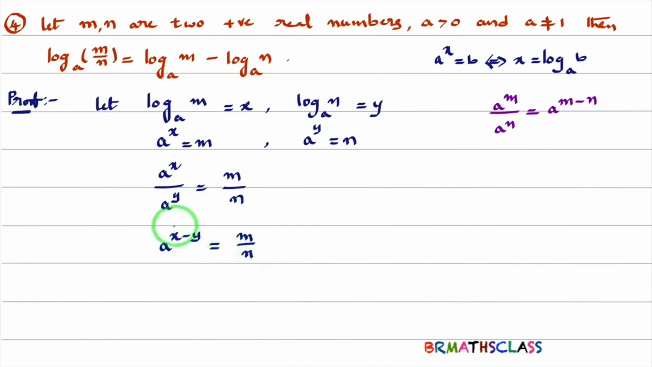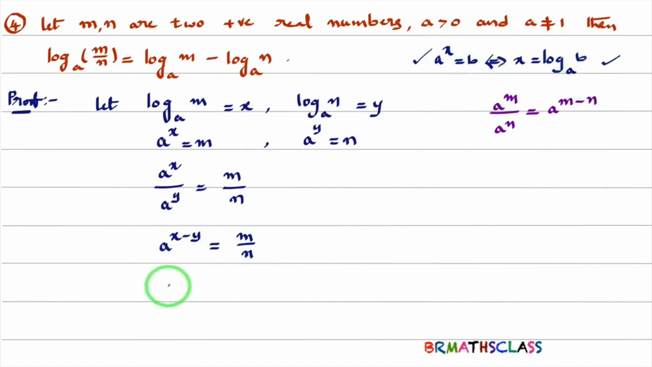Imagine this as x, a^x, and imagine this as b. This expression is of the form a^x = b. From the definition we learned that whenever you see a^x = b, we can write x = log b base a, from the definition of logarithm.